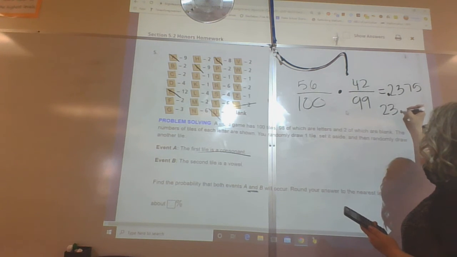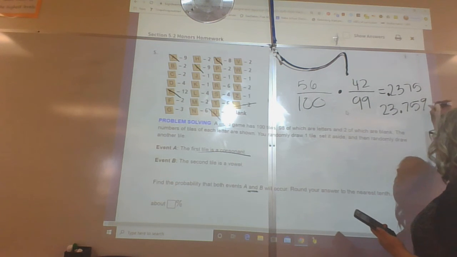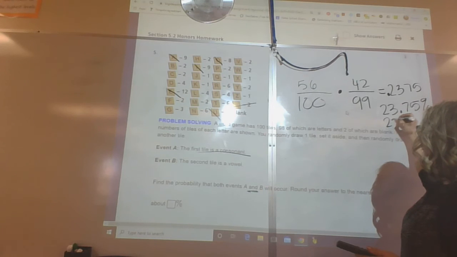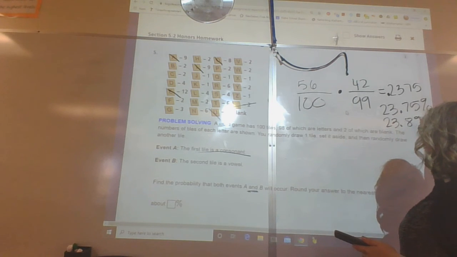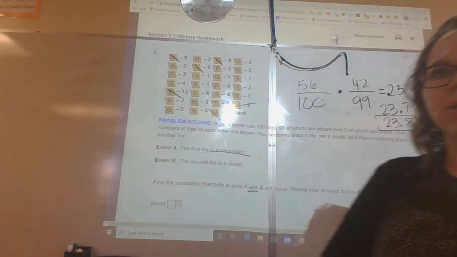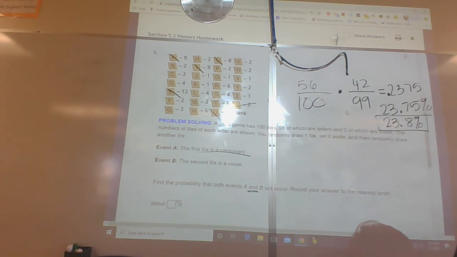So 23.75%. It wants me to round to the nearest tenth of a percent. So here's 23.8%. That would be my answer there. Okay, yep, and that is number 5.